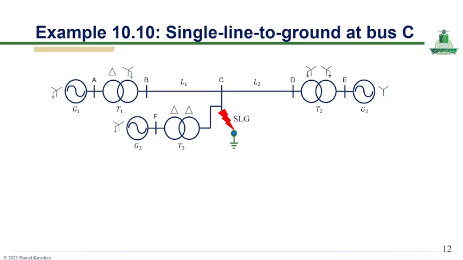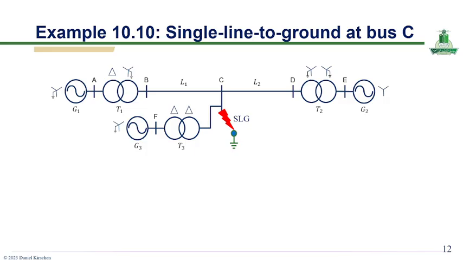To analyze this fault, the system is typically converted into its sequence networks, positive, negative, and zero sequences, taking into account the grounding and transformer connections, which significantly affect the zero sequence path. Each component contributes its corresponding sequence impedance, and these networks are then interconnected in series at the fault location, as required for a single line to ground fault.